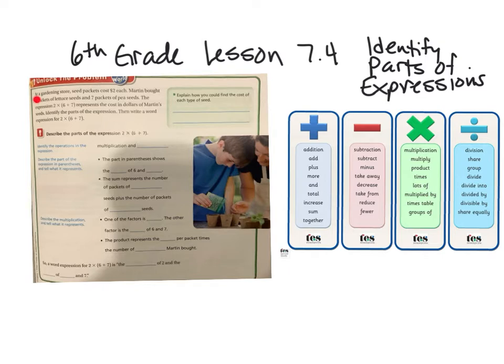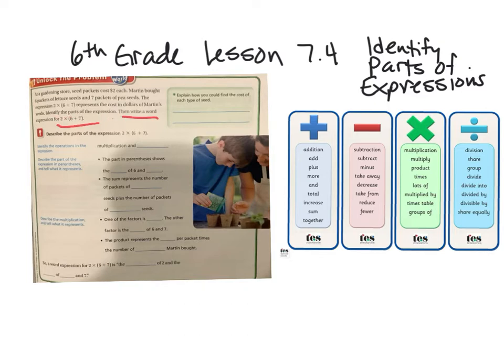Start by reading. At a garden store, seed packets cost $2 each. Martin bought 6 packets of lettuce seeds and 7 packets of pea seeds. The expression 2 times (6 plus 7) represents the cost in dollars of Martin's seeds. Identify the parts of the expression and then write a word expression. So this is the math expression, Mathese. They want us to write the English version of this as the final product. So that's what they want us to do.